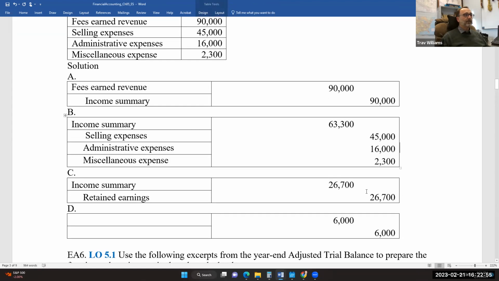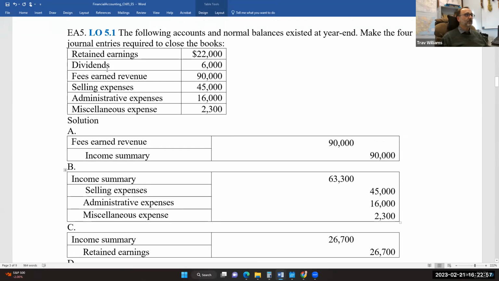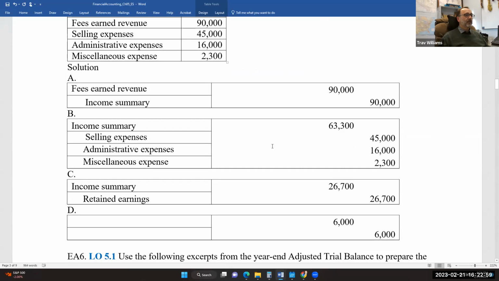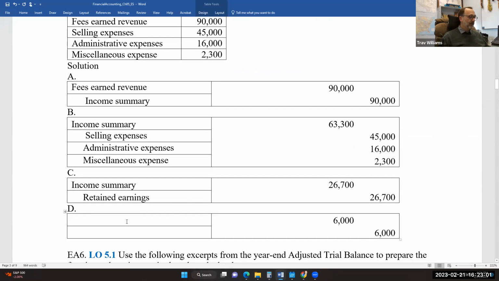And the final step, this is our $6,000 worth of dividends. Always it's going to be a debit to retained earnings and a credit to dividends. There we go. That is our exercise 5. Any questions there?